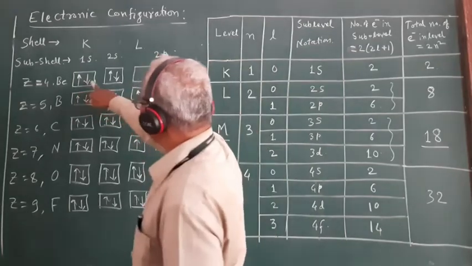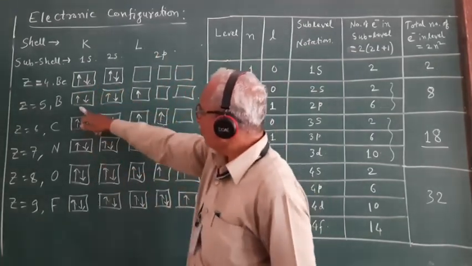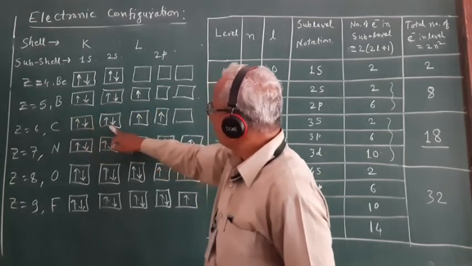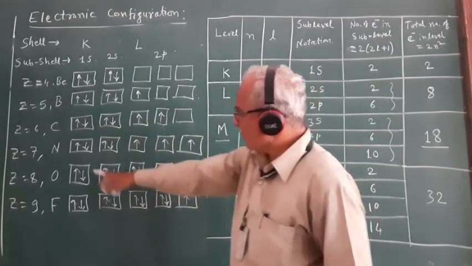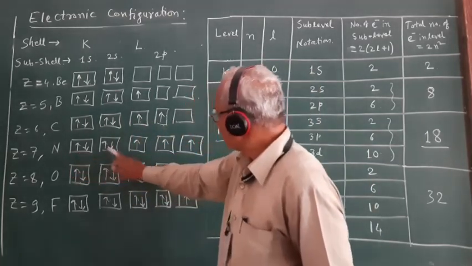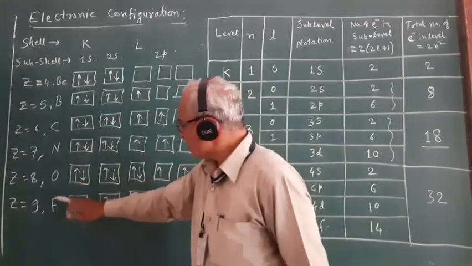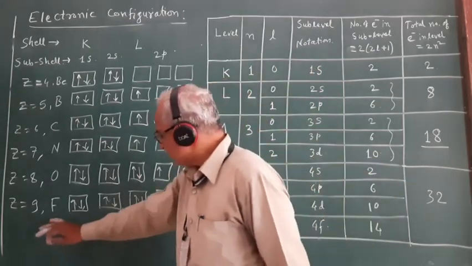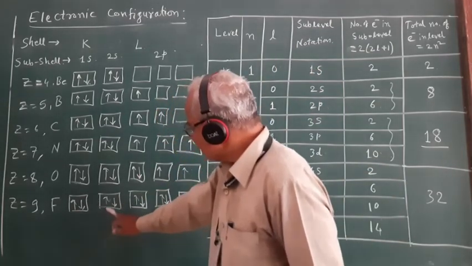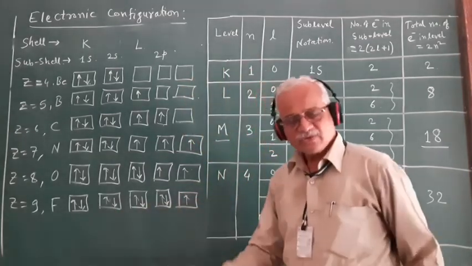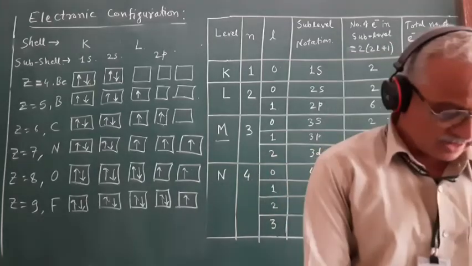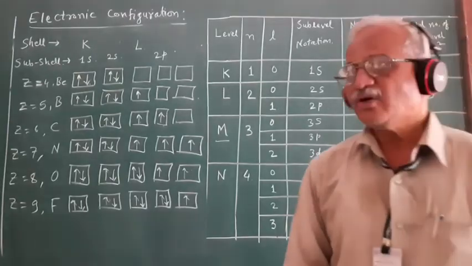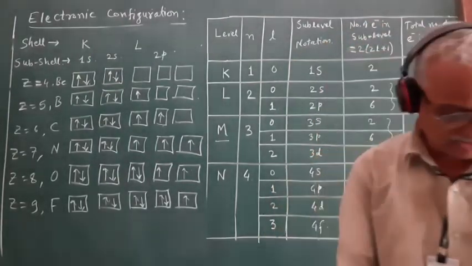For beryllium it will be 1s2, 2s2. For boron it will be 1s2, 2s2, 2p1. For carbon it will be 1s2, 2s2 and 2p2. For nitrogen it will be 1s2, 2s2, 2p3. For oxygen it will be 1s2, 2s2 and 2p4. And for Z is equal to 9, it will be 1s2, 2s2 and 2p5. So like that, the electrons are distributed in the atoms in higher and higher orbitals and sub-levels.